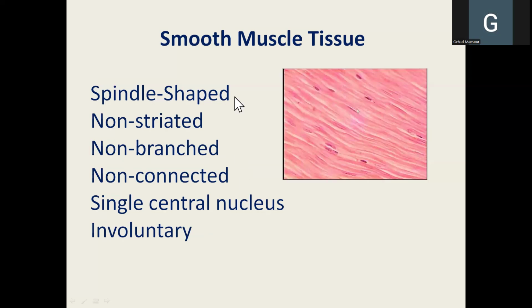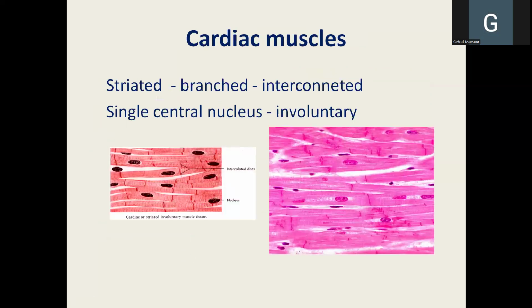So how many structural or histological characteristics do we have? Spindle shape, this is number one. Unstriated, number two. Unbranched, number three. Unconnected, of course, if they're not branched, they'll not be connected. And when we say non-connected, we're not talking about the connective tissue. We mean non-connected as muscle fibers through their sarcolemma. And the fifth histological characteristic is a single central nucleus, but the functional characteristic is that they are involuntary.